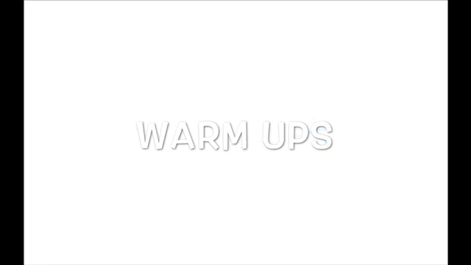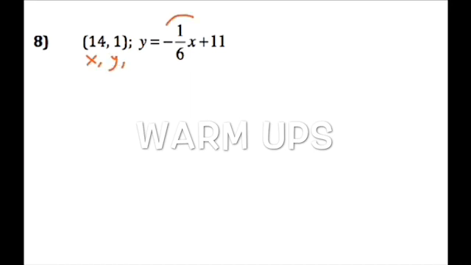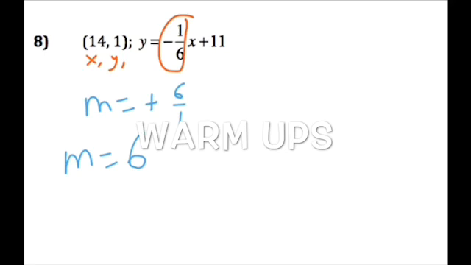And our last one on the warm-up, number 8. We have x1, y1, and the slope of this equation is a negative 1/6. So I need the opposite reciprocal of that. If this is a negative, I'm going to have a positive. 1/6, the reciprocal is 6/1. So the slope I'm going to use is a positive 6. So I have y minus 1 equals 6 times x subtract 14.